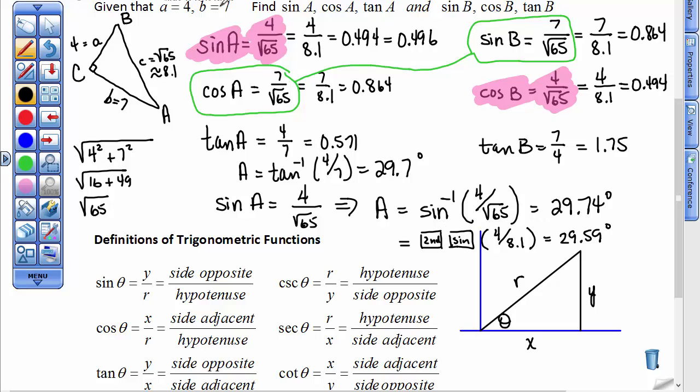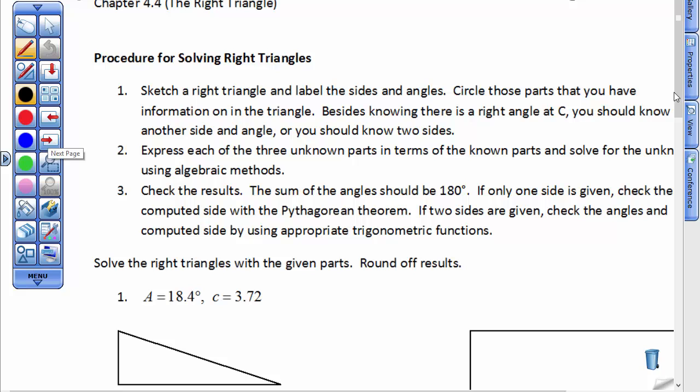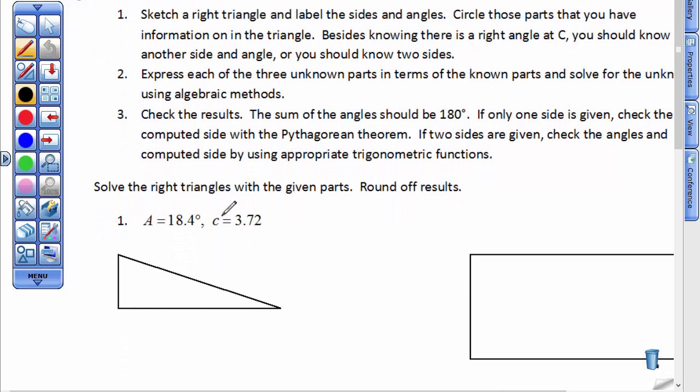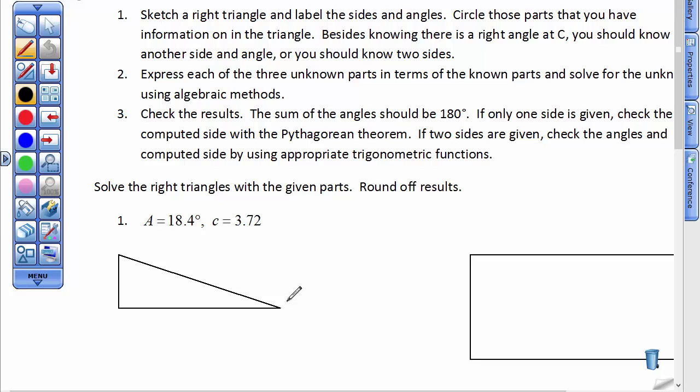Again, given these two sides, I was able to write the values for sine, cosine, and tangent for the 3 trig functions for the 2 acute angles. When we come back, we're going to solve a right triangle where I gave you an angle. It's going to be this problem right here, where I've given you an angle and a side. So you're going to be given this angle A is 18.4 degrees, and this is angle C, you know that. So this is side C is 3.72.